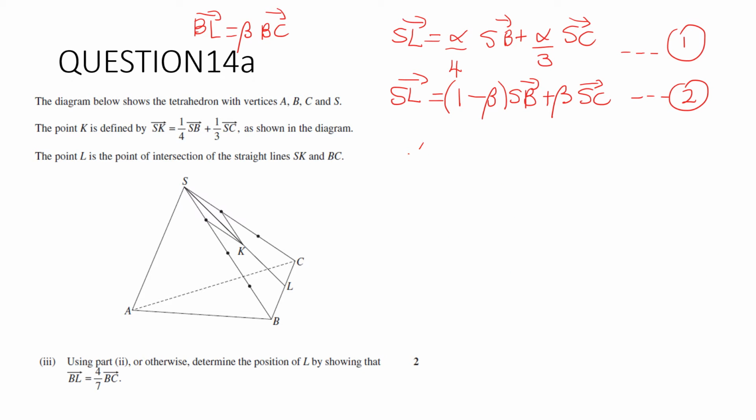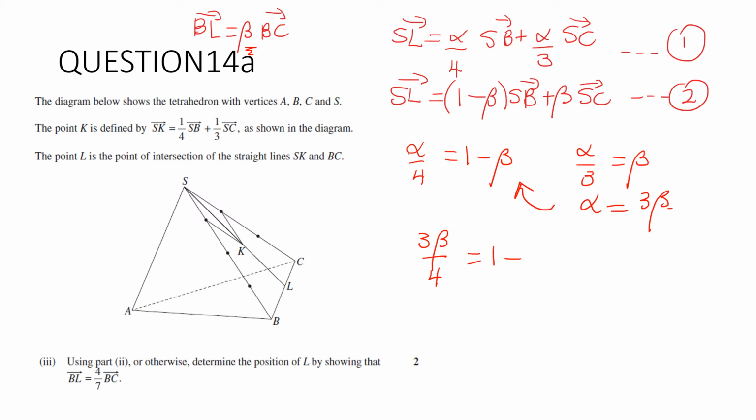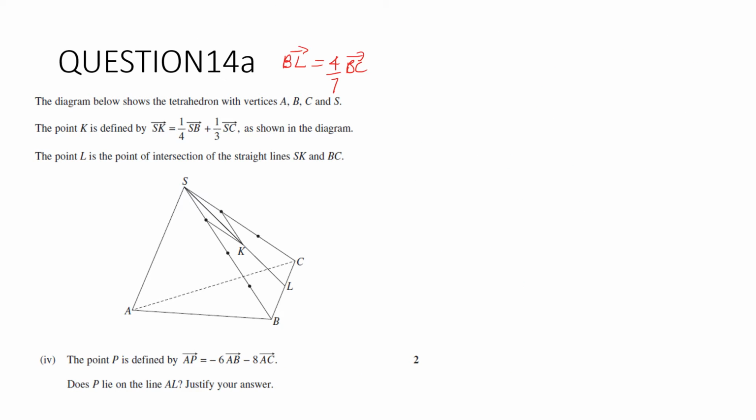So we can say that alpha on 4 is equal to 1 minus beta, and alpha on 3 is equal to beta. Now I want to solve for beta, so I'm going to make alpha the subject here, and then substitute it in. So we're going to get 3 beta on 4 is equal to 1 minus beta, which is going to give us 7 beta on 4 is equal to 1, therefore beta is equal to 4/7.